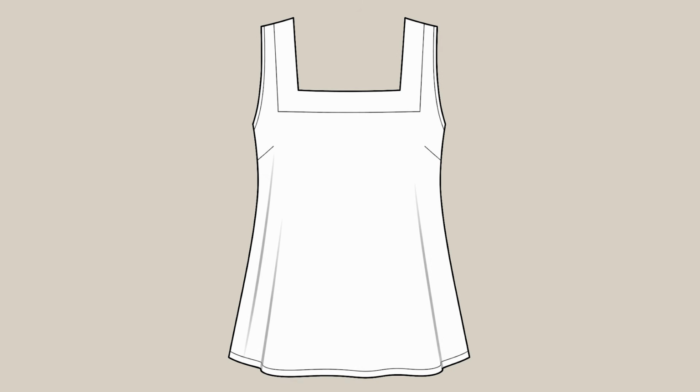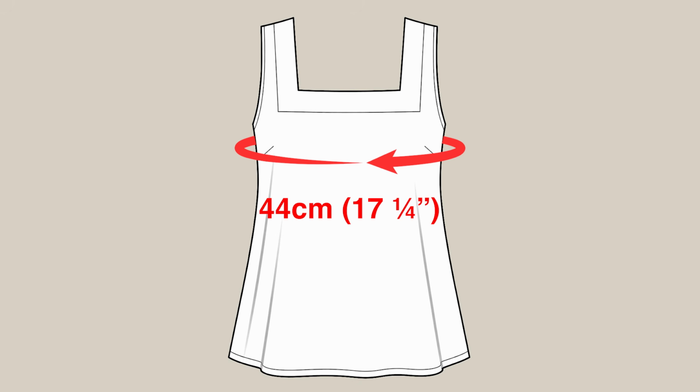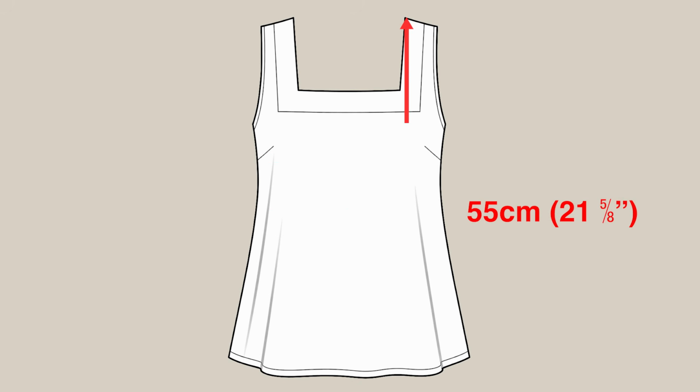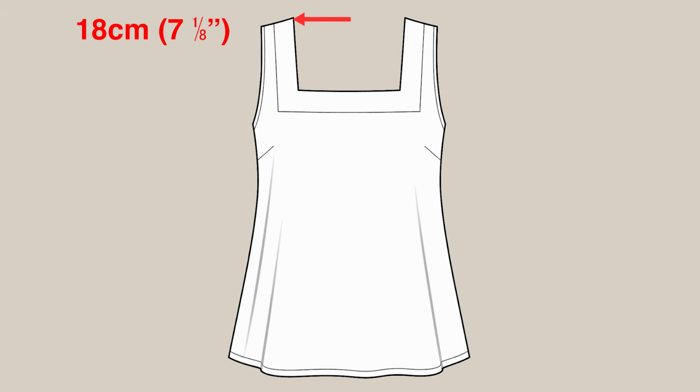These are the garment measurements we're going to make. 44 centimeter of the chest circumference. 55 centimeter of the blouse length. This length is taken from the high shoulder point to the hem. 18 centimeter of the neck width. 34 centimeter of the shoulder width. Again, these are not body measurements, but the garment measurements.